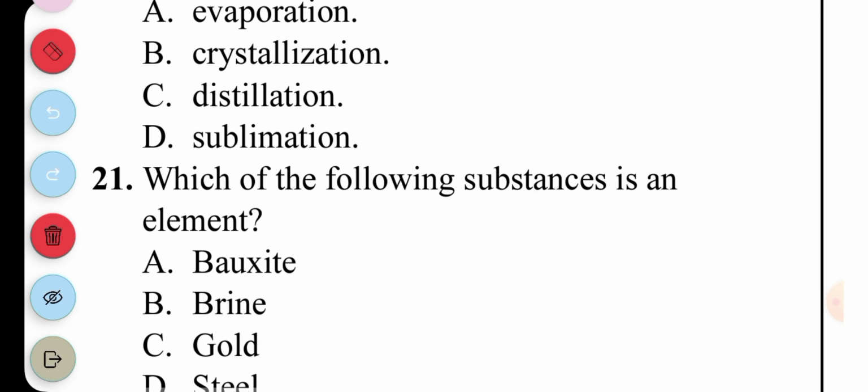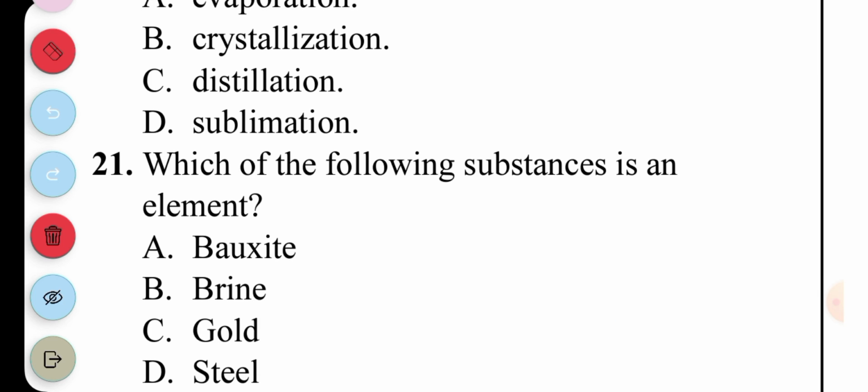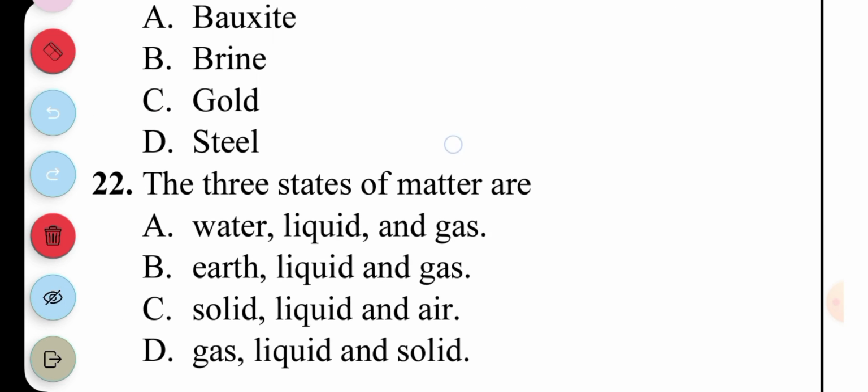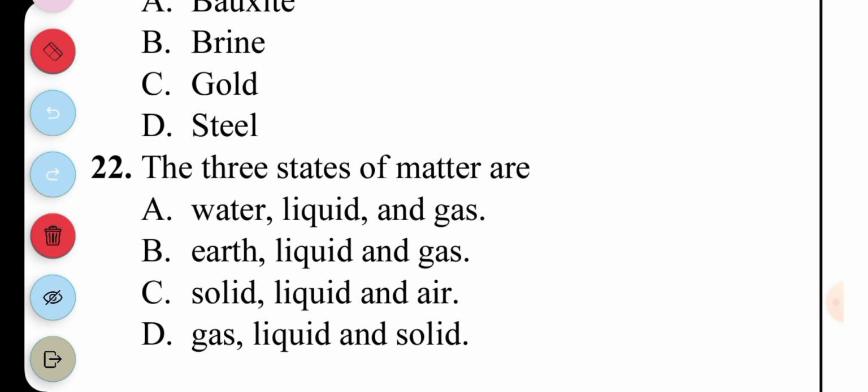21. Which of the following substances is an element? A, bauxite, B, brine, C, gold, D, steel. The answer to question 21 is C, gold. It's an element. 22. The three states of matter are. So the answer to question 22 is D, gas, liquid, and solid.